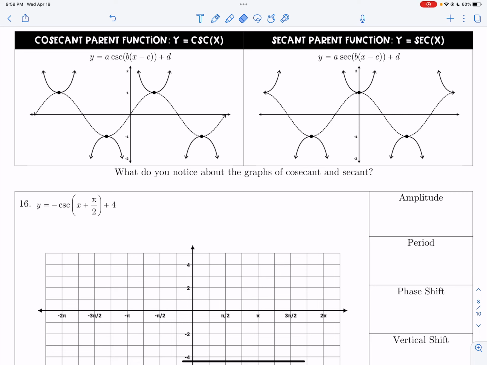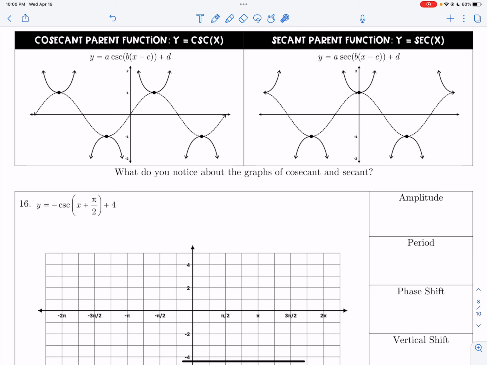Alrighty, in this video, I'm going to talk about how to graph cosecant and secant graphs. And what do you notice about these graphs of cosecant and secant? Well, you'll see here that I have an imaginary sine function going around where I have my maximum and minimum points being my reference points for my cosecant function. Likewise, same thing here with my secant function. I have reference points of my maximum and minimum based off of my cosine graph.